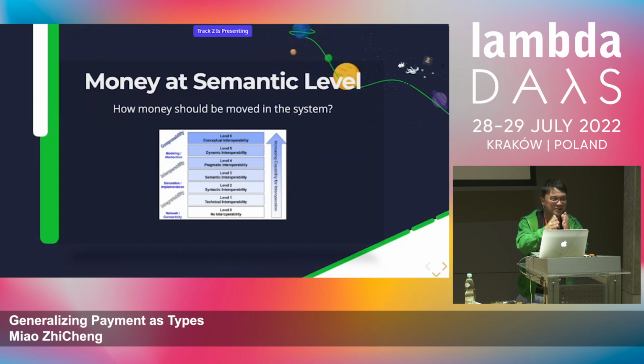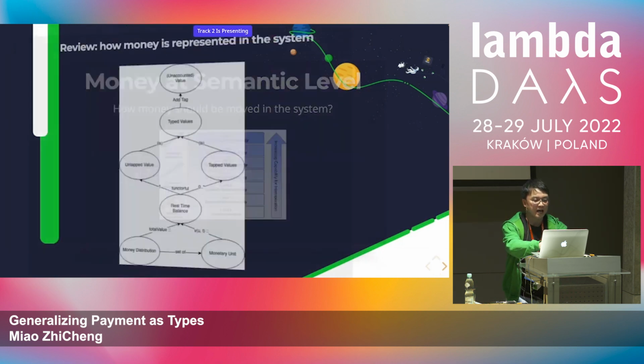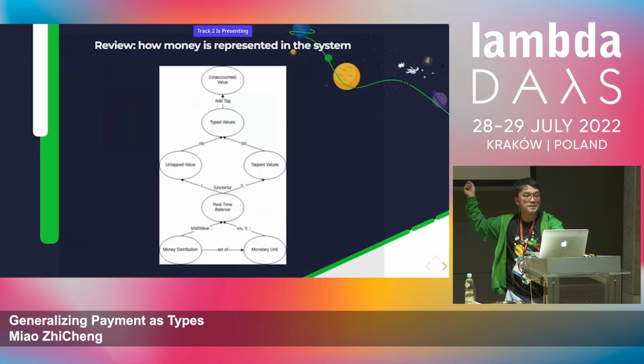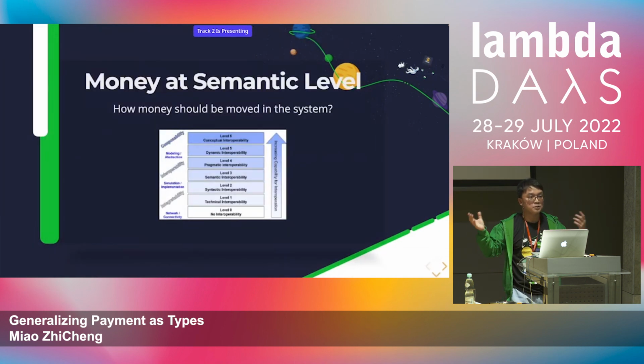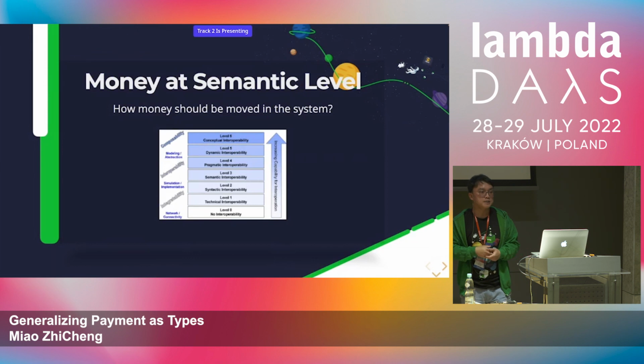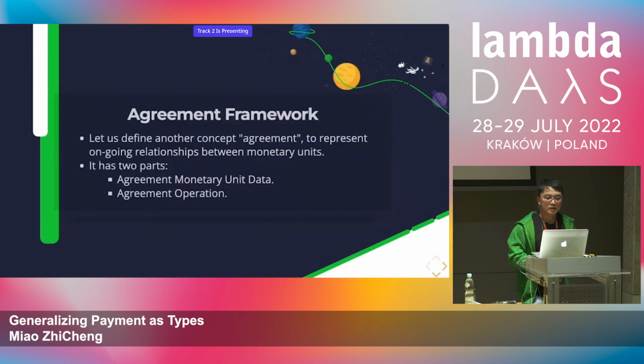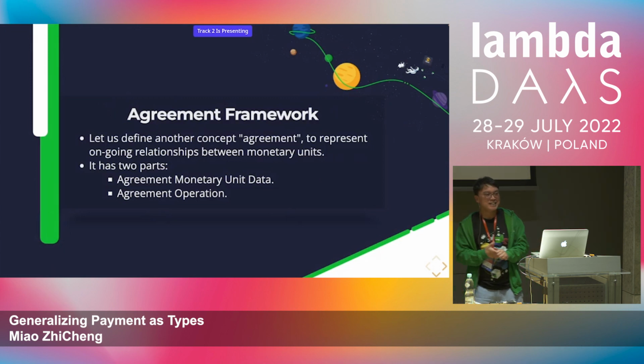Okay, let's now go to the next stage, right? So now we have a system that's describing how money is represented. Next stage, we say, okay, how money should be moved in the system. More exotic concepts, bear with me. So let's define another concept called agreement. The idea of agreement is to represent something ongoing, right?